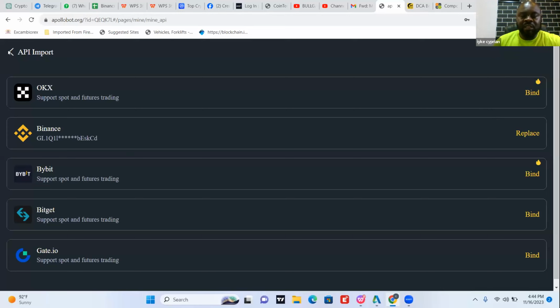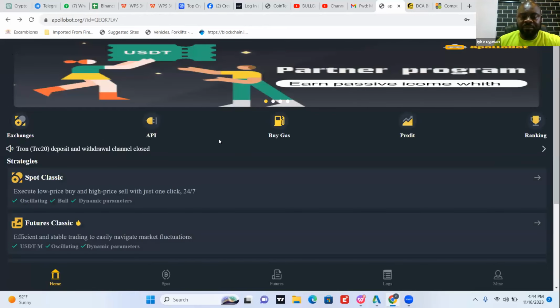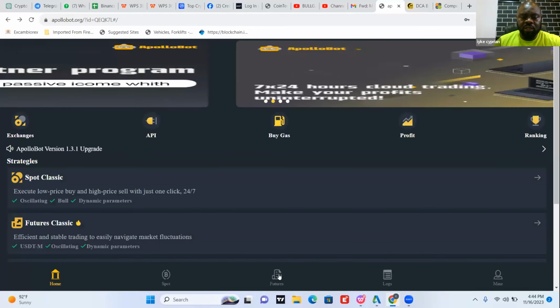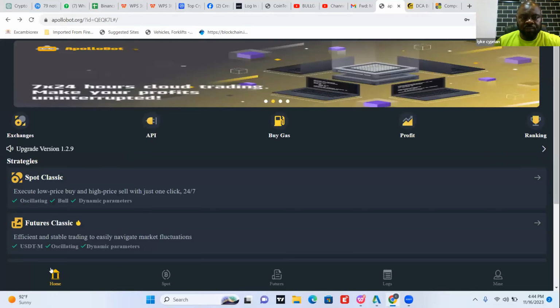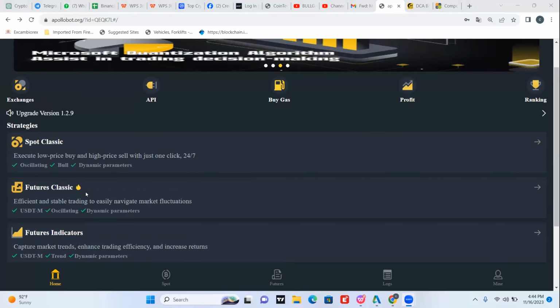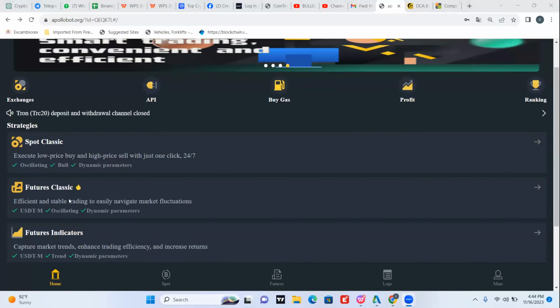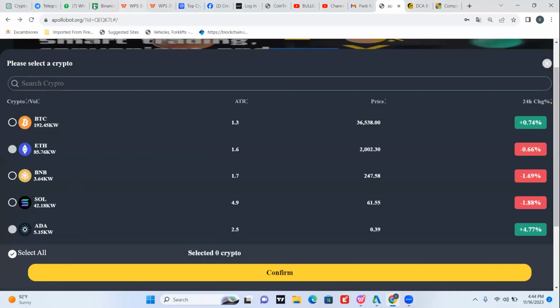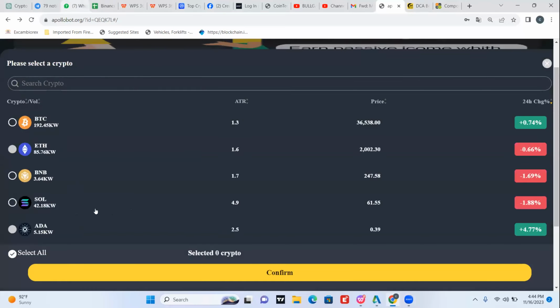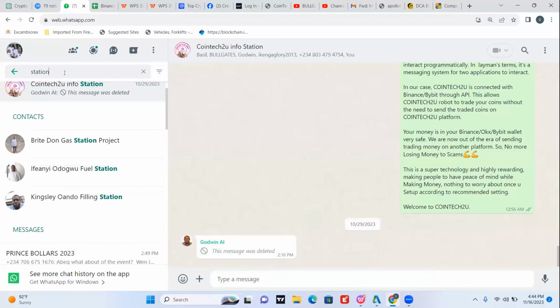So that being said, after that, we have what we call the futures bot. So the futures bot is quite interesting. If you have the futures bot, you tap on futures classic. Okay, tap on futures classic, and you'll see everything futures there.